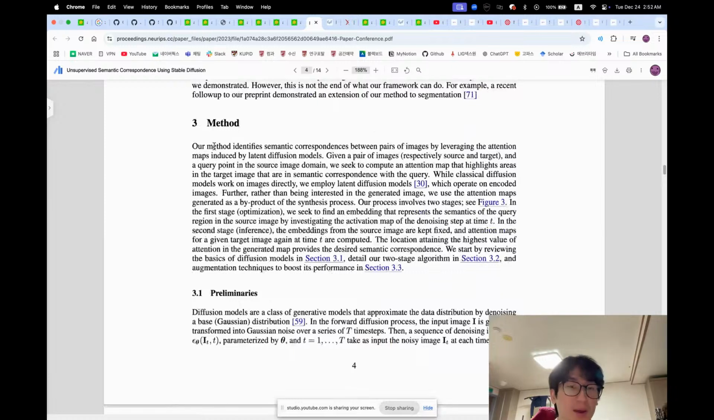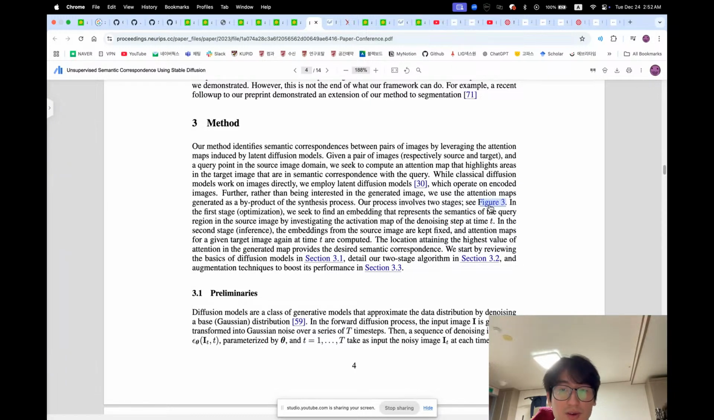Okay. Method. Semantic correspondence between pairs by attention maps. Given a pair of images, respectively called target and query. While classical diffusion models, for example, directly employ the diffusion models to operate on encoded images, rather than being interested in the generator, we use attention maps generated as a byproduct.